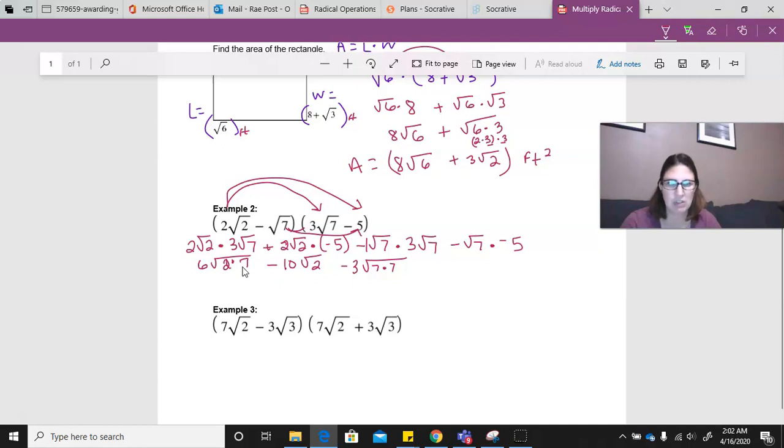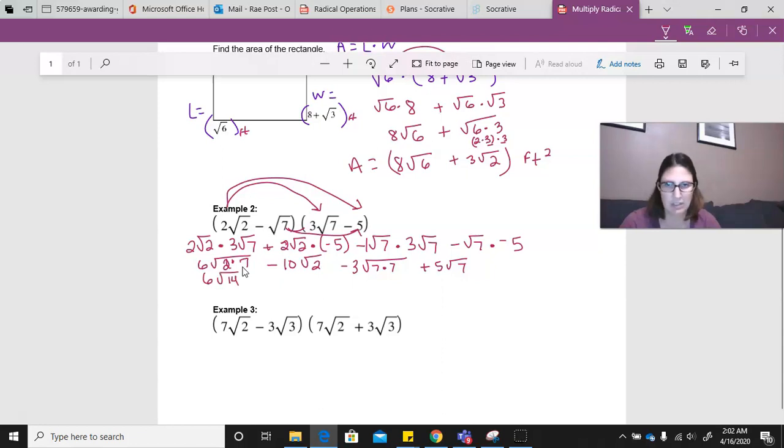The last but not least, you have a negative square root of 7 times a -5. When you multiply a negative times a negative, it should give you a positive 5. And this is times the square root of 7. So we'll go ahead and simplify a little bit more. So this is 6 times the square root of 14. You can't change that.